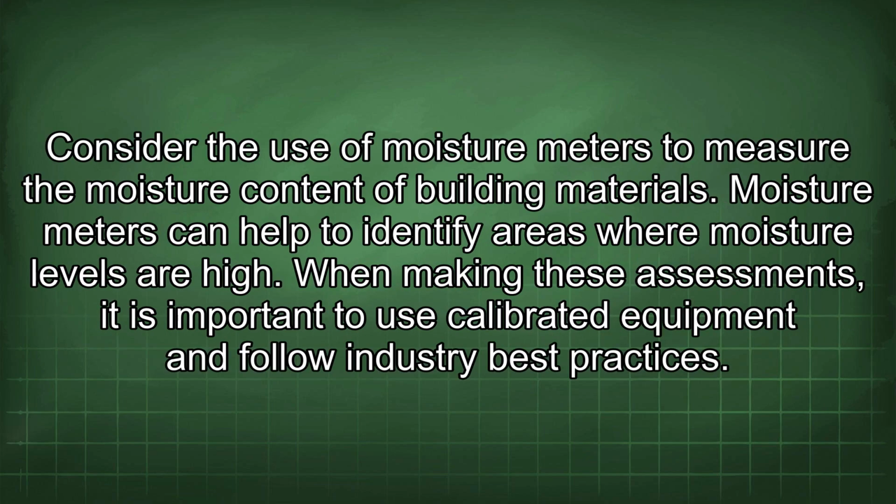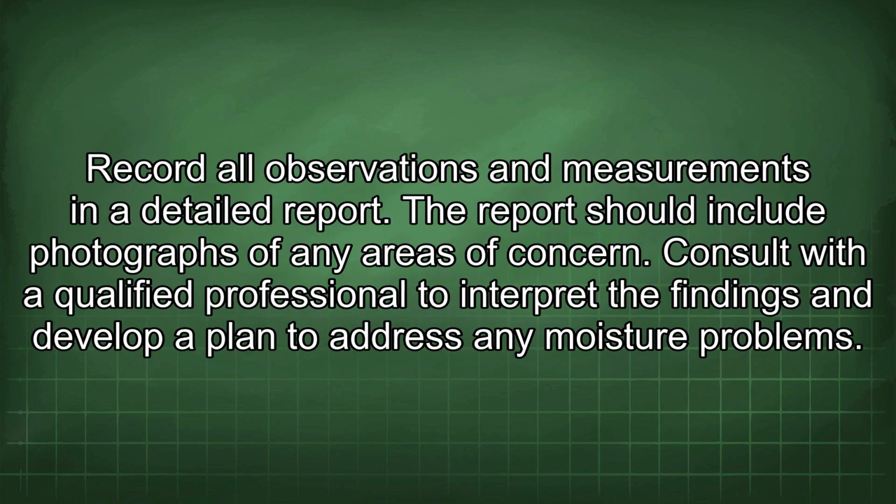Consider the use of moisture meters to measure the moisture content of building materials. Moisture meters can help to identify areas where moisture levels are high. When making these assessments, it is important to use calibrated equipment and follow industry best practices. Record all observations and measurements in a detailed report. The report should include photographs of any areas of concern. Consult with a qualified professional to interpret the findings and develop a plan to address any moisture problems.